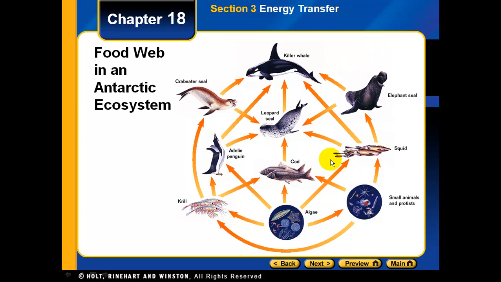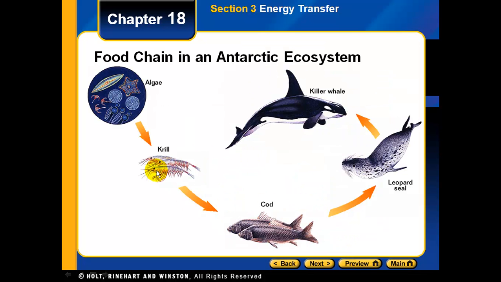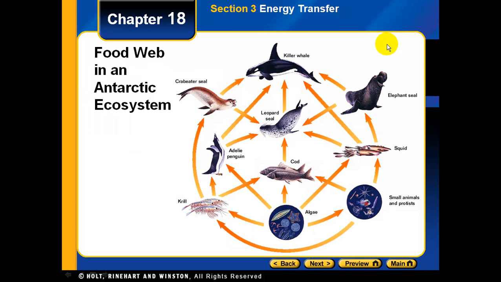A food web is more realistic, because that's not the only food. Krill is not just going to eat algae. Cod is not only going to eat just krill. It's going to find other food in its ecosystem. So a food web is more realistic. It shows all the multiple food choices that they'll eat.